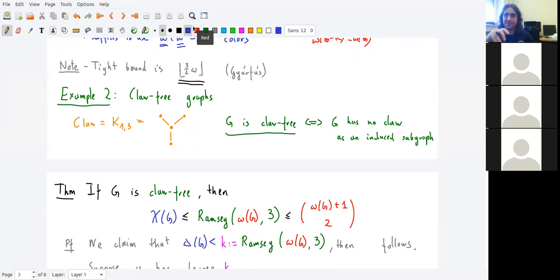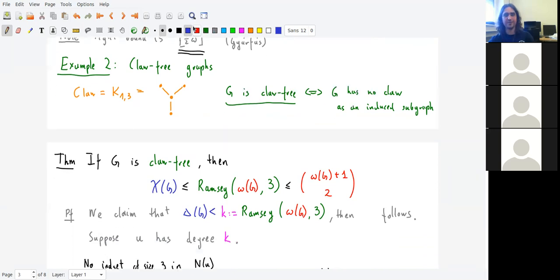Observe that claw-free graphs are not perfect, because an odd cycle is claw-free in particular. But I claim that they are chi-bounded. I claim that the chromatic number of a claw-free graph is bounded by this funny function, which you can recognize as the Ramsey number of omega and 3.